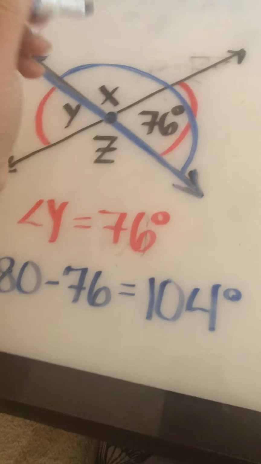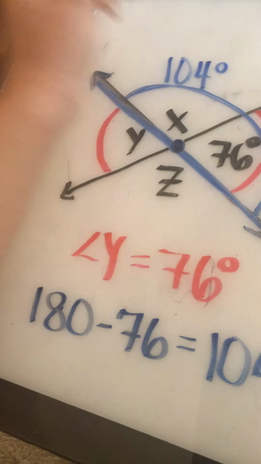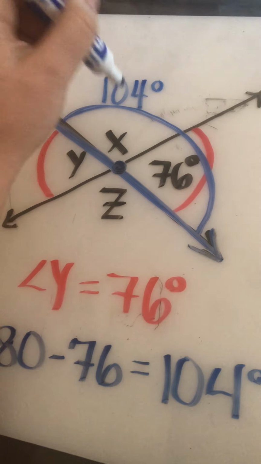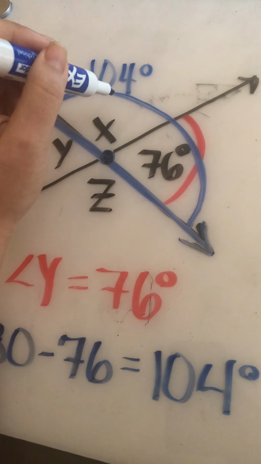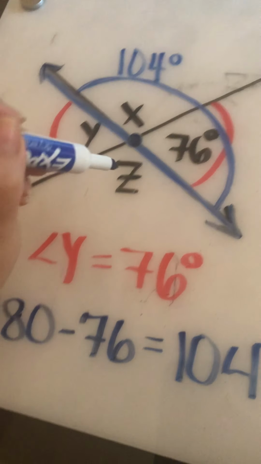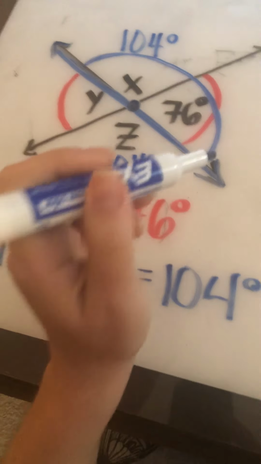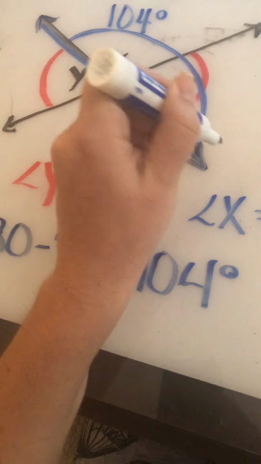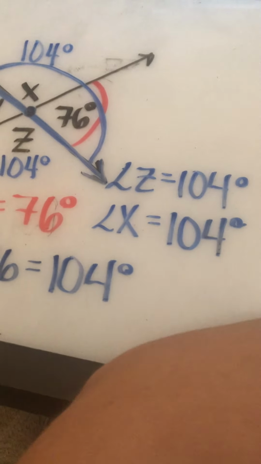So I now know that X is 104, right? And if I know that X is 104, then I know that the angle vertical to X would also be 104. So that angle that's vertical to X, opposite X, would be Z. So now this angle is 104. Okay, so we figured out now that X is 104. We figured out that Z is 104. And we know that Y was 76, right?